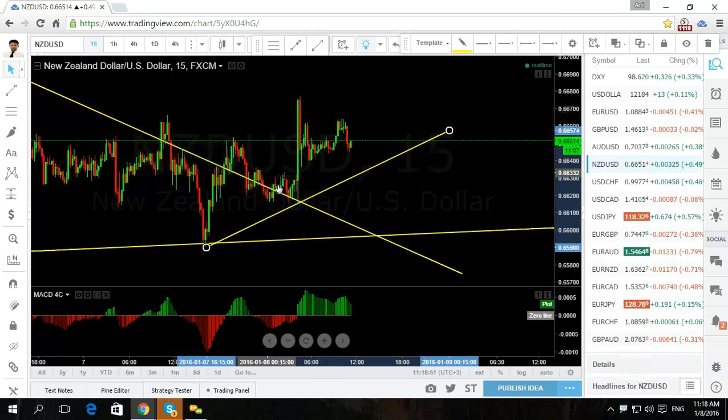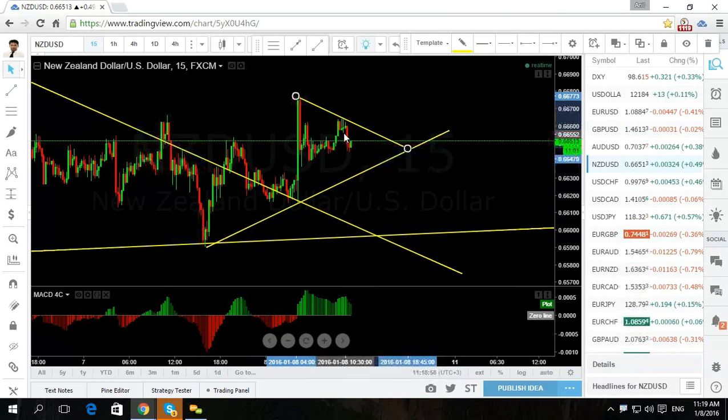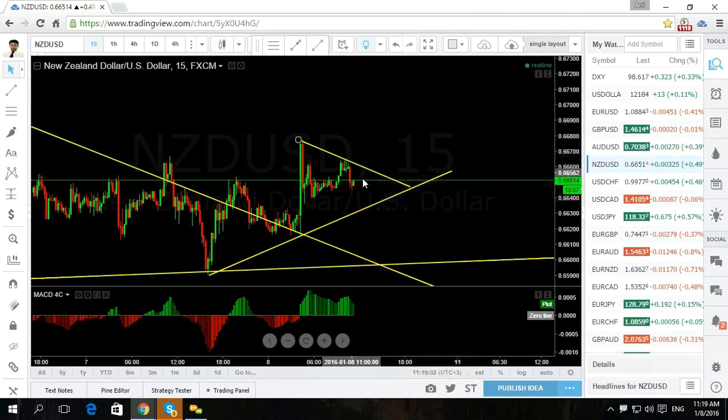You've got an impulse up. You've got a correction. You've got an impulse up. You're getting a correction. You're likely going to have one more impulse up. So if it comes back here, you can look for one more impulse up, right? Or a break of the structure.